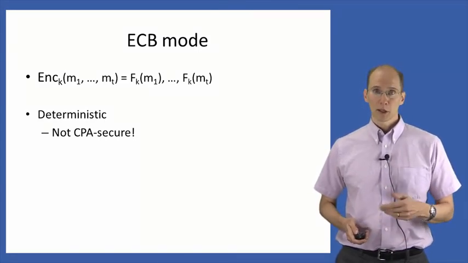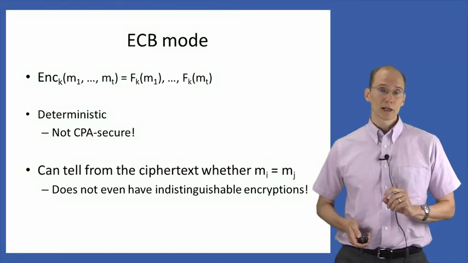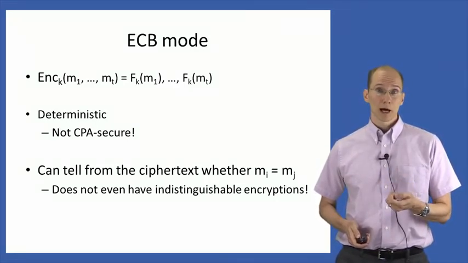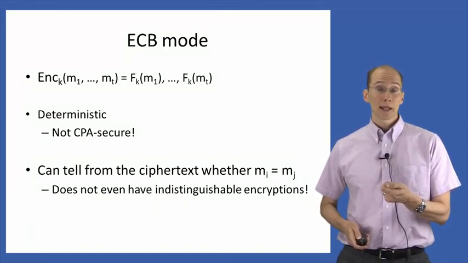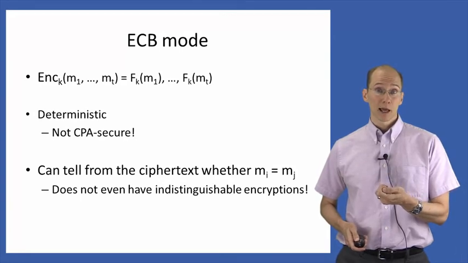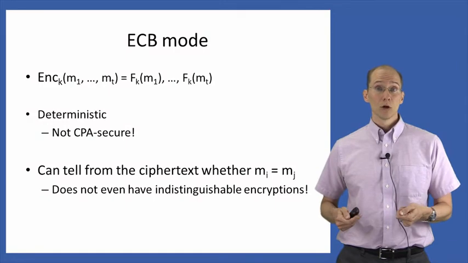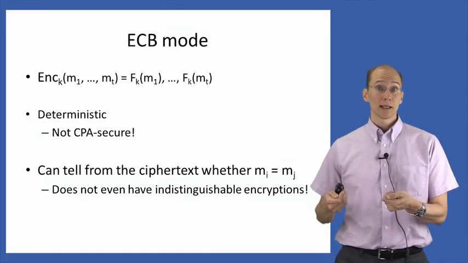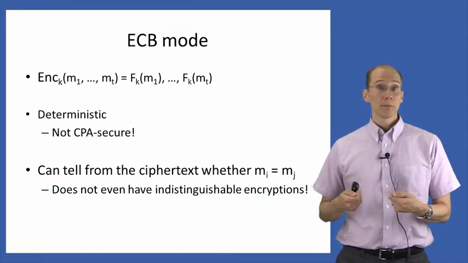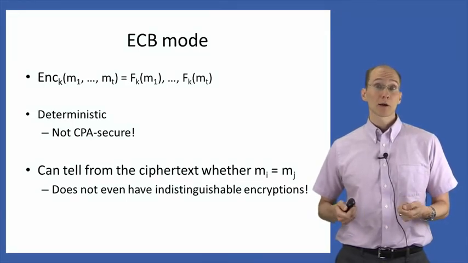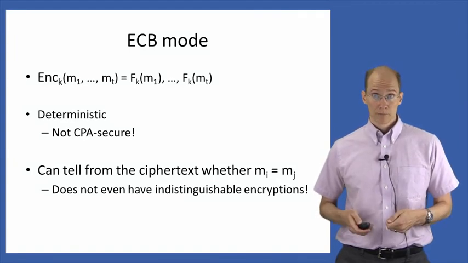In fact, it's even worse than that. If you look at the way encryption is done, you can see very clearly that if two plaintext blocks, Mi and Mj, are equal, then that will show up as two equal blocks of ciphertext. That is, given a long ciphertext, an attacker can tell when there are repeated blocks in the plaintext. So that means that ECB mode encryption will not even satisfy our original notion of indistinguishable encryptions. That is, it won't even be secure for the encryption of a single message.